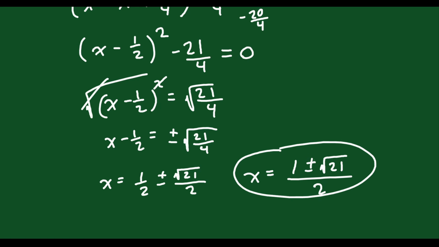That would be our answer, right? And you can write this differently. You can split it up. You can say x is equal to 1 plus root 21 over 2 and x equals 1 minus root 21 over 2. It's completely up to you, but this is also sufficient.